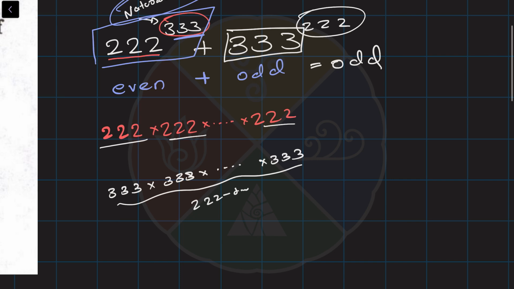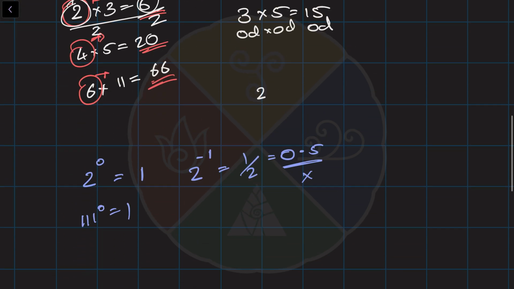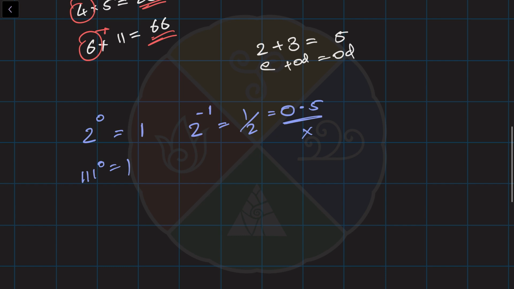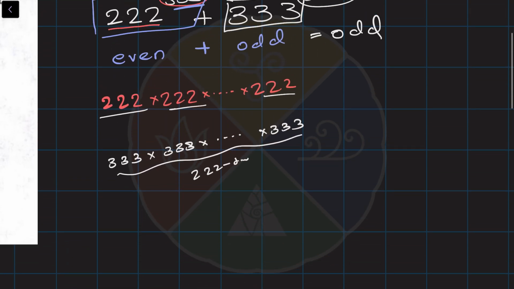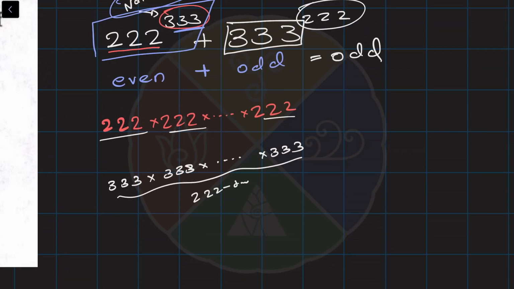Why is it so? You can check with any example. 2 plus 3. See, even plus odd gives you odd. Or 4 plus 11, again 15. Even plus odd gives you odd. This basically happens because of the structure of even and odd. I'll explain that to you eventually. Anyway, even plus odd is an odd number.